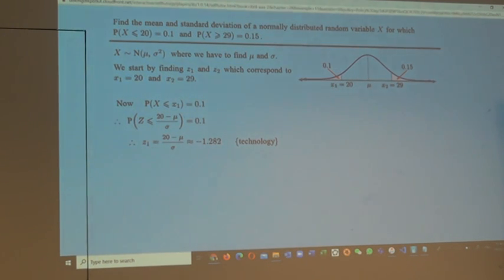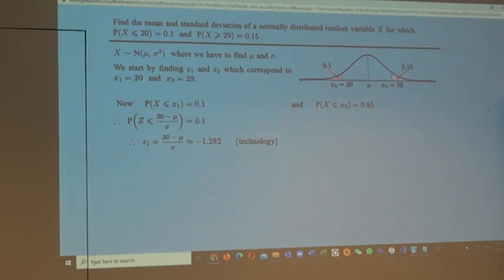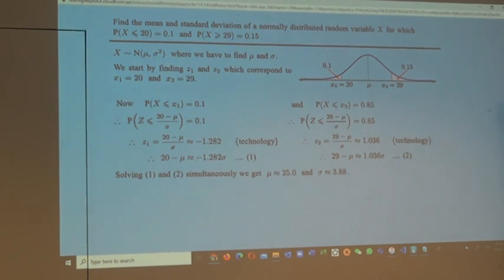We are also told the probability that x is greater than or equal to 29 is 0.15. Since many calculators only consider areas to the left of a quantile, we will convert to the equivalent form. The probability that x is less than or equal to 29 is 0.85. We convert the x value to a z-score, then use the inverse normal function on our calculator. The corresponding z-score is about minus 1.036. If we multiply both our equations by the standard deviation sigma, we now have two linear equations involving mu and sigma that we can solve simultaneously. We can do this by technology or by elimination. We find that the mean mu is about 25.0 and the standard deviation sigma is about 3.88.